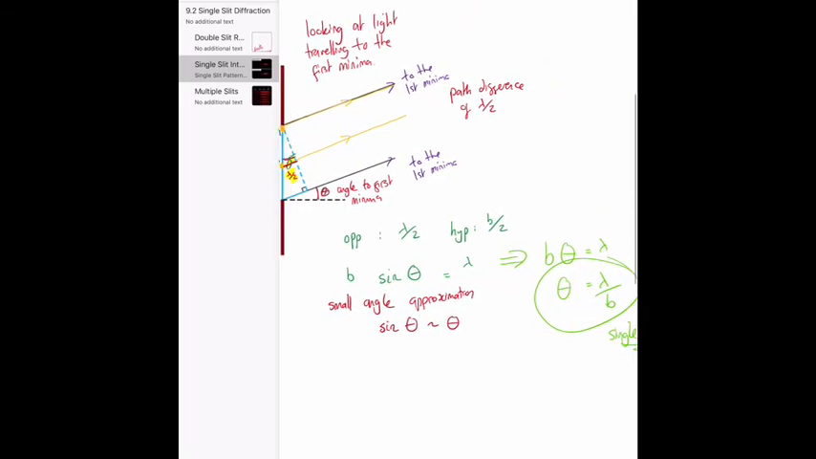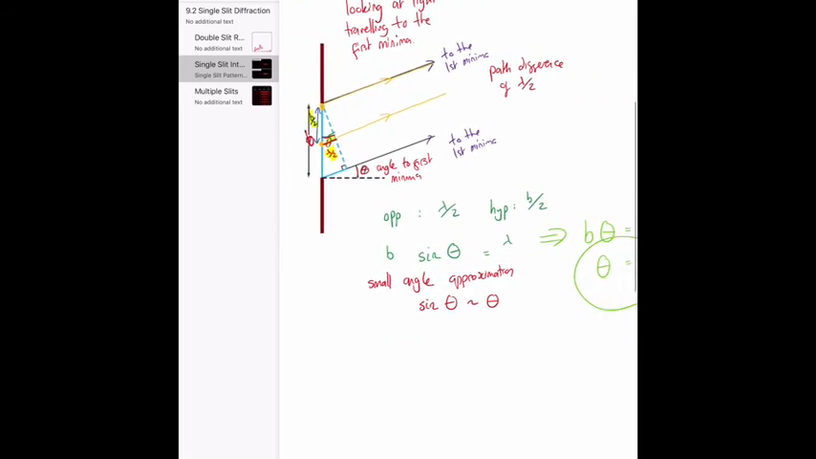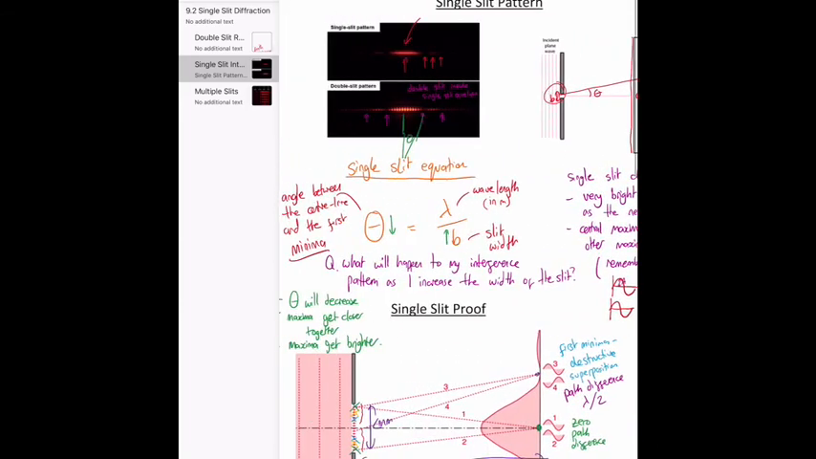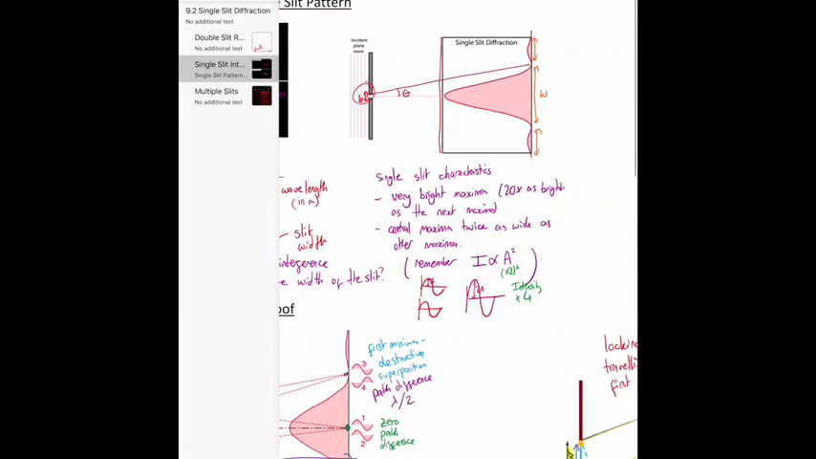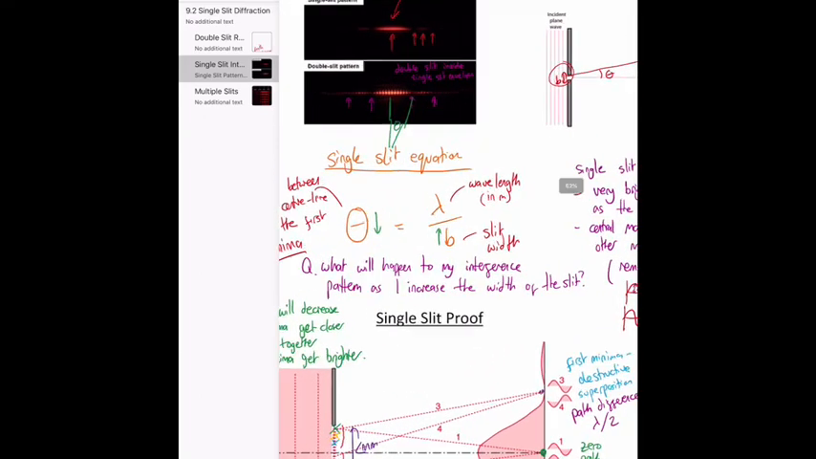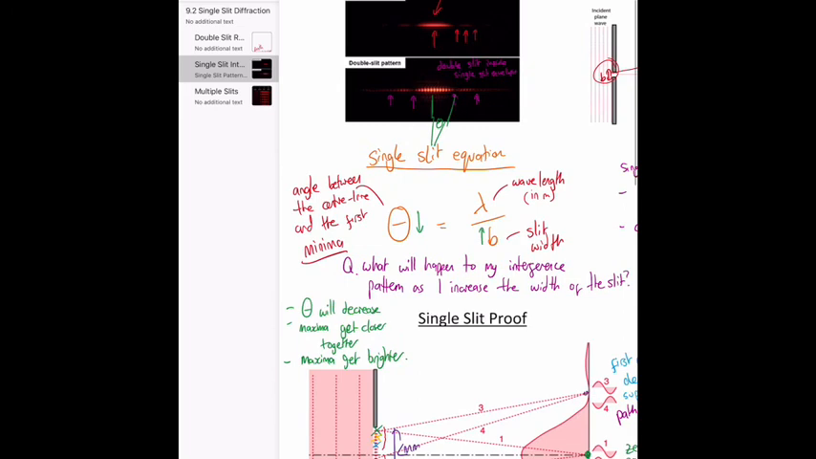Okay, so main things to remember: you need to be able to apply this equation. You need to be able to describe the characteristics of the single slit pattern. And I think one of the most important things to remember is that this value for theta is the angle to the first minimum, rather than between the maximum fringes that you would observe in the double slit interference pattern.